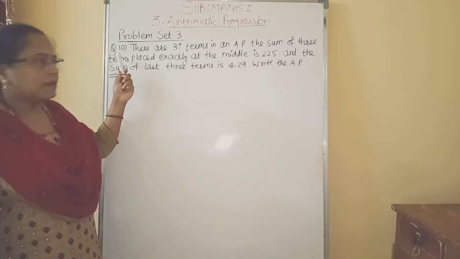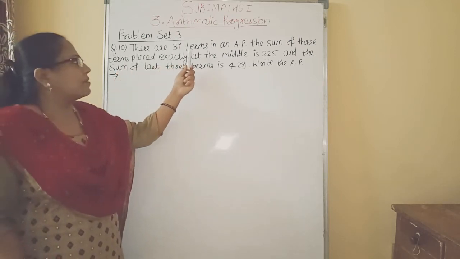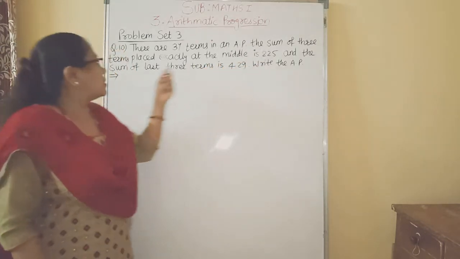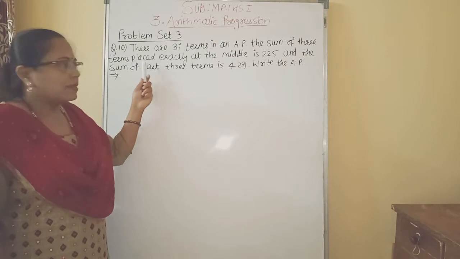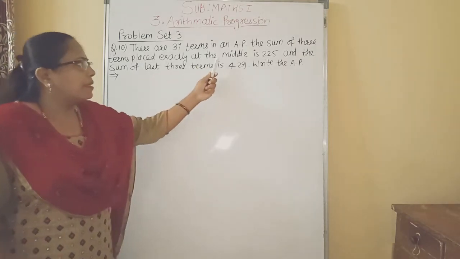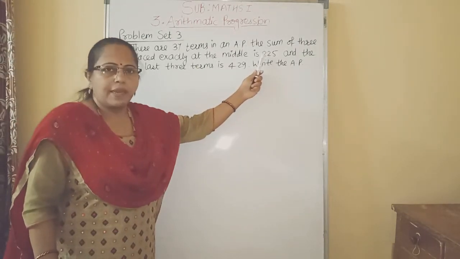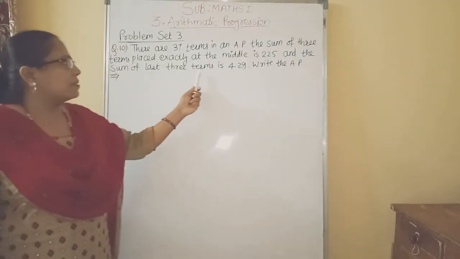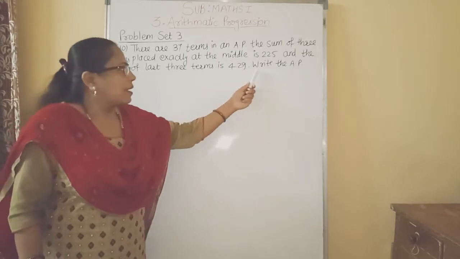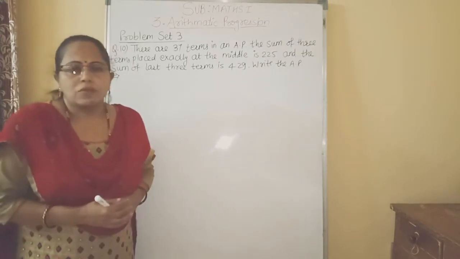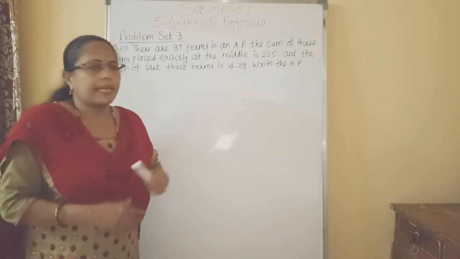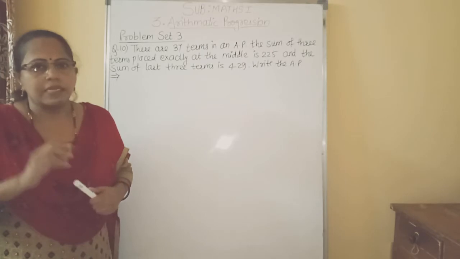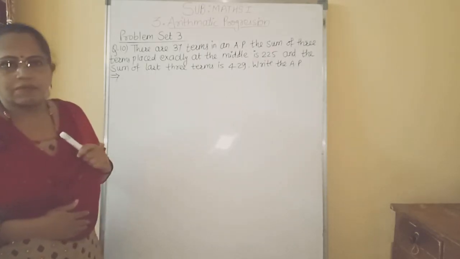Question number 10. There are 37 terms in an AP. The sum of three terms placed exactly at the middle is 225 and the sum of last three terms is 429. Write the AP. So student, as we know that if we want to write AP, we should know the first term A and common difference D.